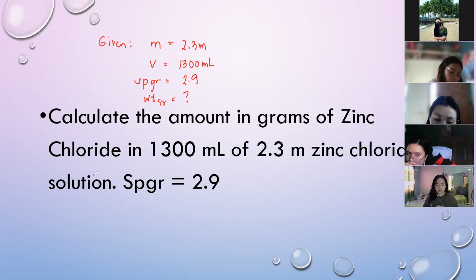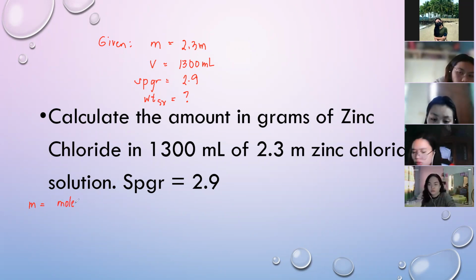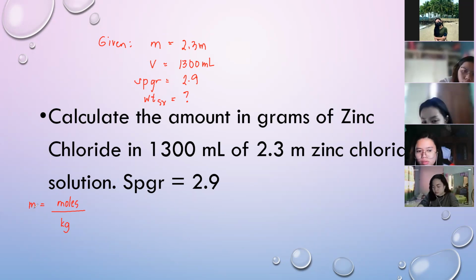If you are confused on what to do first, you go back to our main formula. Our main formula, remember, is molality is equal to moles of our solute divided by kilograms of our solvent. Now, mamaya na tayo mag-derive ng formula. Ilagay na lang muna natin kung ano yung given. Remember that the molality is given, so we can write 2.3 m here.